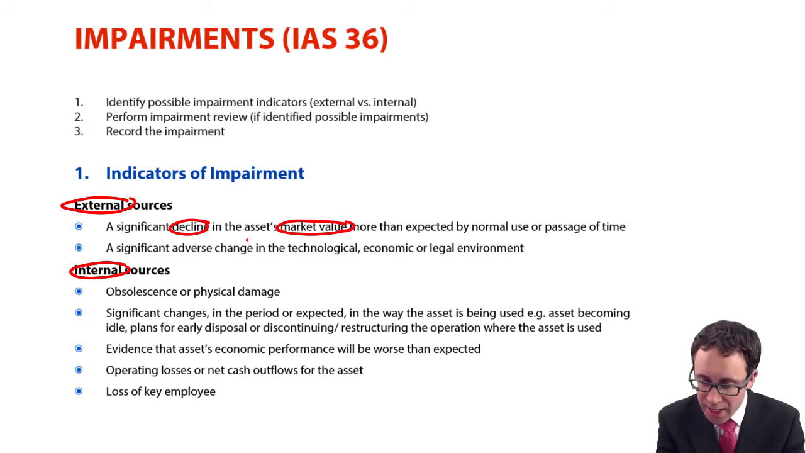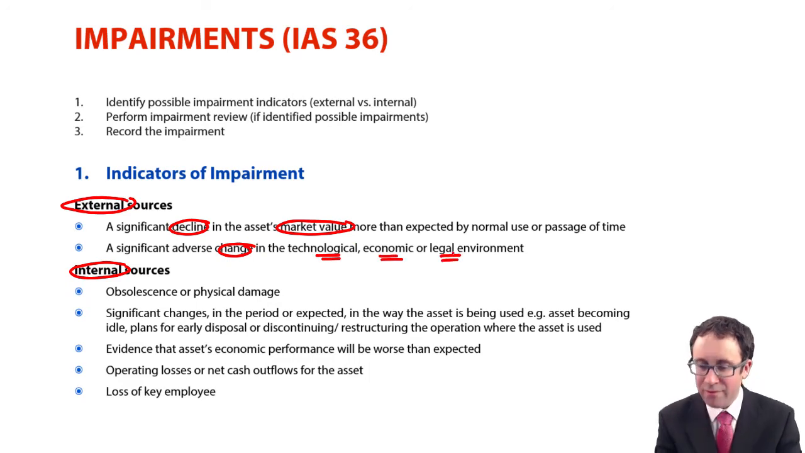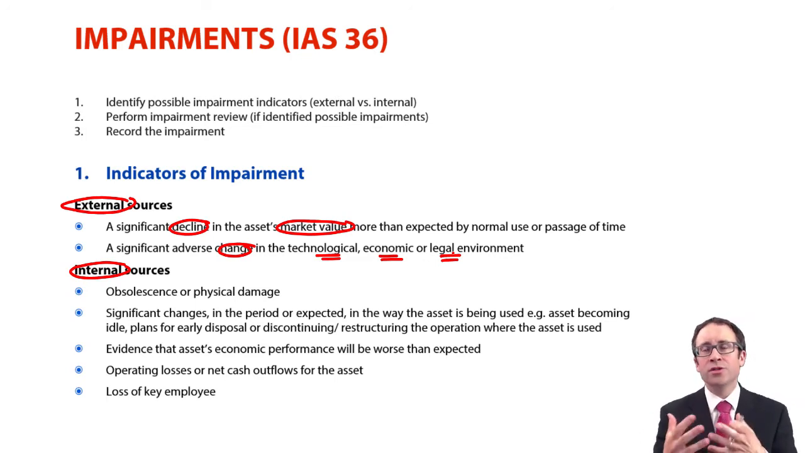It could be that there's been a change in the technological, economical or legal environment, so things that are beyond your control effectively. If we're thinking about the UK currently, the UK is in the process of negotiating its Brexit terms and conditions. So is that an impairment indicator? Changes in the legal environment may also cause some change in the economic environment with regards to interest rates and inflation. Does that therefore indicate that there could potentially be an impairment of your business?